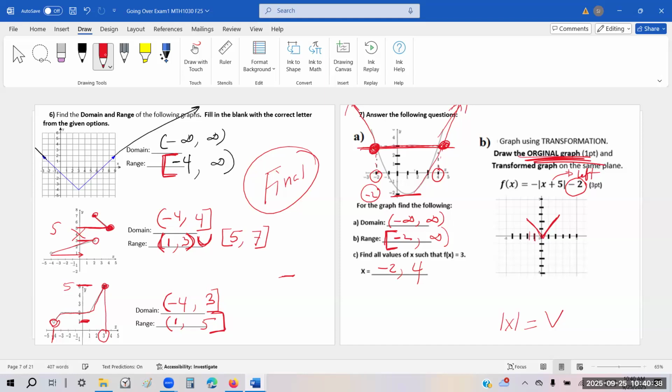So you go 1, 2, 3, 4, 5 left. And then this is telling you to go down. Minus is supposed to go down, so yes, it listens to you. You go 1 down, 2 down here. You stop and you draw your graph. That's all you needed to do. V at the origin, and then upside down V at 5, -2.